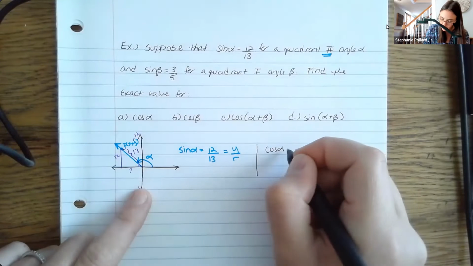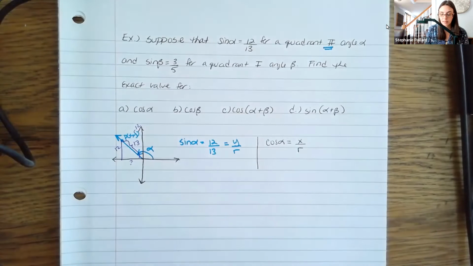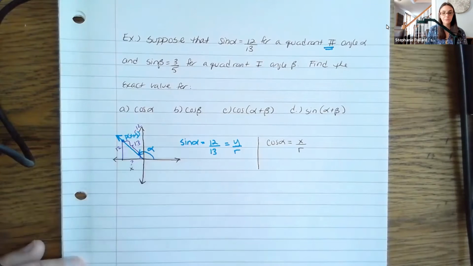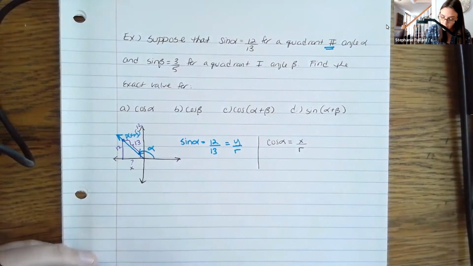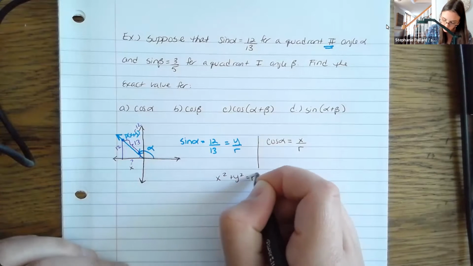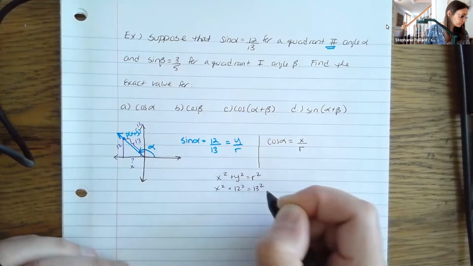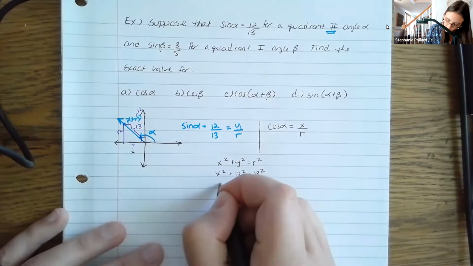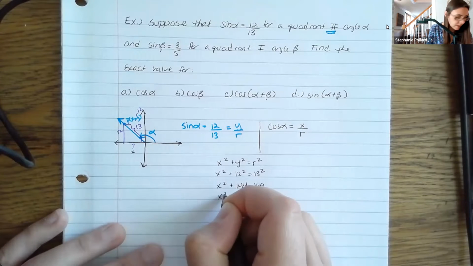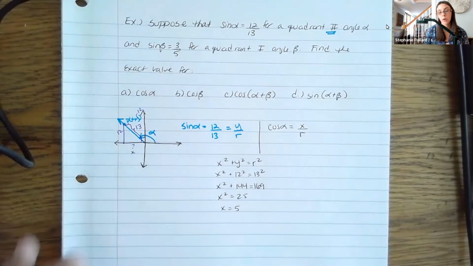Cosine of that same angle would be x over r instead. Now I know what the r is. I know the r is 13, but I don't know my x value here. So it would be this value right here. But I can use the Pythagorean theorem. So I do know that x squared plus y squared is equal to r squared. So x squared plus 12 squared equals 13 squared. So I have x squared plus 144 equals 169. And I can subtract 144 from each side. And I get 25. And then I get x is 5, taking that square root.